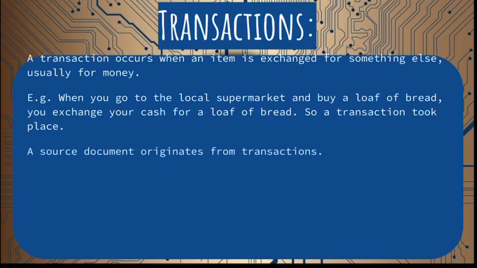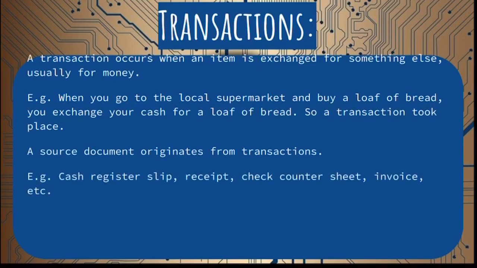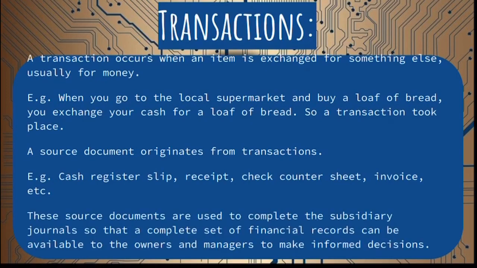A source document originates from transactions. For example, cash register slips, receipts, check counterfoils, and invoices. These documents are used to complete the journals so that the complete set of financial records can be available to the owner and its managers to make informed decisions.